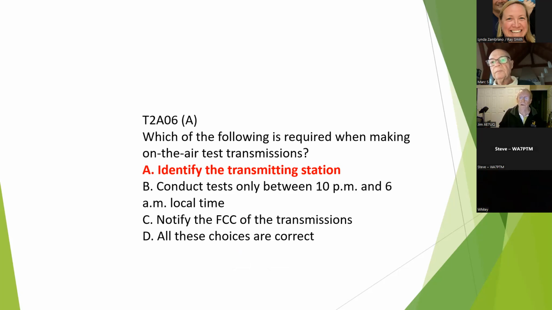Which of the following is required when making an on-the-air test transmission? Remember the FCC rule, you need to identify yourself. What you would typically say is something like, this is AE7UQ, radio check. I'm new on this frequency. I'm not sure whether my signal's getting out okay. Could somebody who may be listening get back to me and tell me what my signal's like? So, identify your transmitting station. The other ones are not too logical.